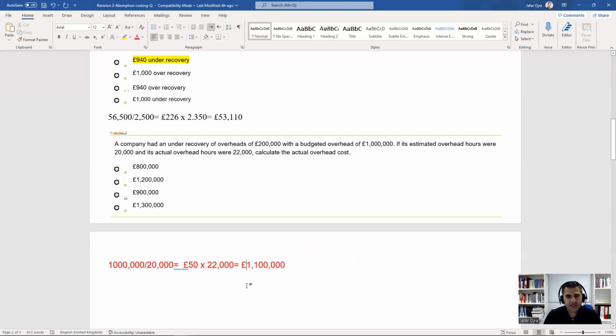Okay, so the question we need to calculate is the actual overhead. There is an under recovery of 200,000. In this case, if under recovery, we add up. So we add it on top of 1,100,000. That will be 1,300,000, the total actual overhead. So the answer is D.